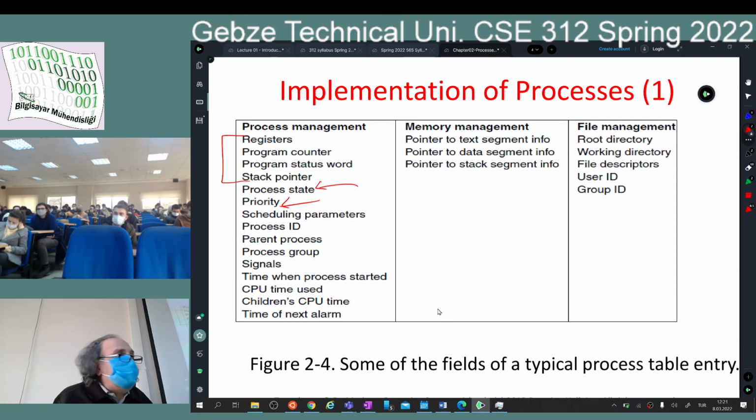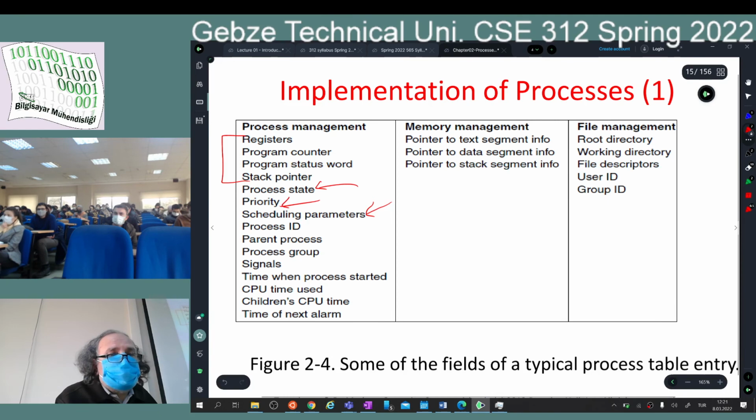If I am a backup process, taking a backup of the disk, I could be slow, that's okay. I could take overnight to run it. Scheduling parameters, what kind of things? For example, how much time I am allowed to use the CPU. Those are my parameters. My process ID, remember the process IDs?